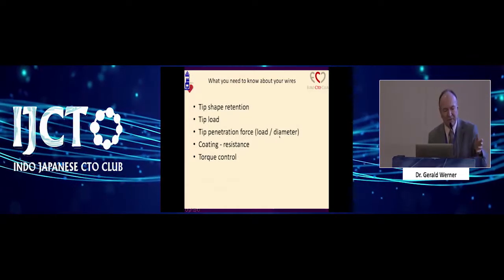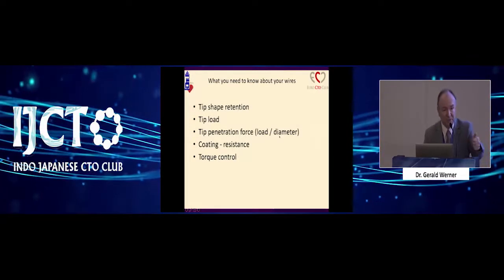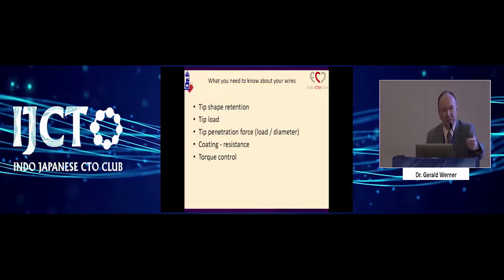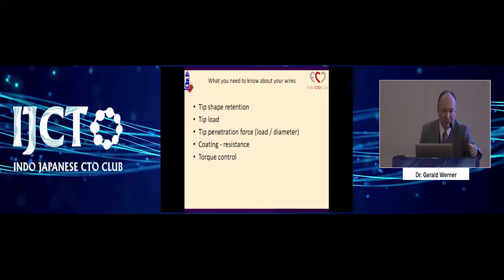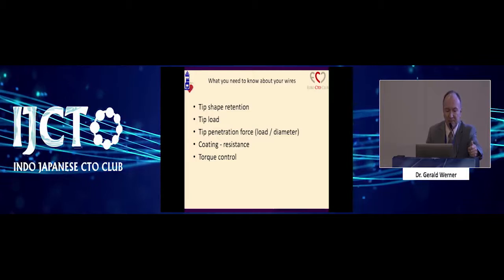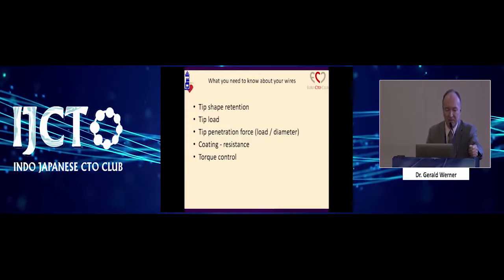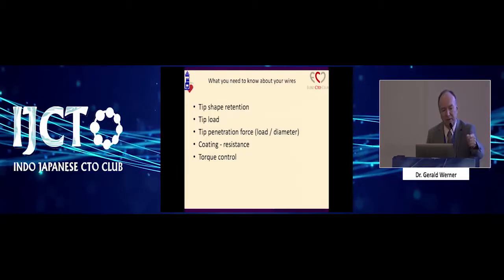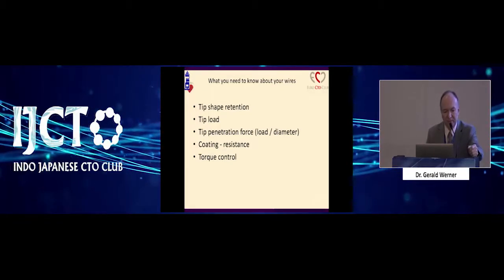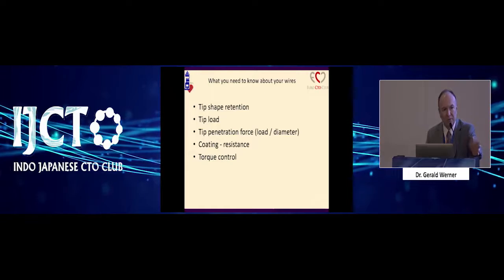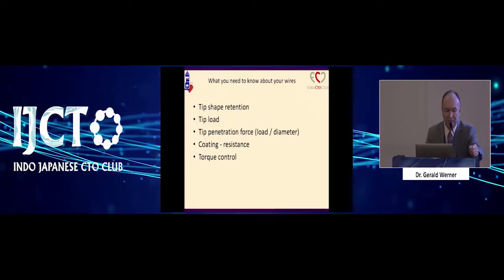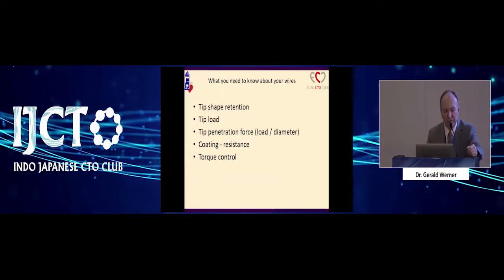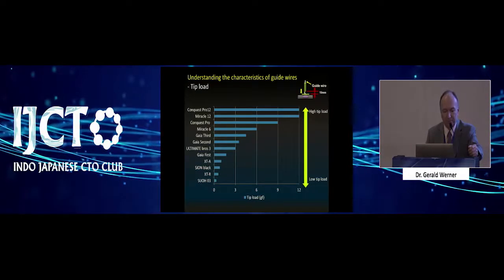All these wires have different tip shape retention. That's what I mentioned. The new wires retain the tip shape much better than a Confianza. Tip load obviously is different. Penetration force, which is the tip load divided by the diameter of the tip, is different from a Miracle 12 to a Confianza Pro 12. Then we have different coatings and torque control.